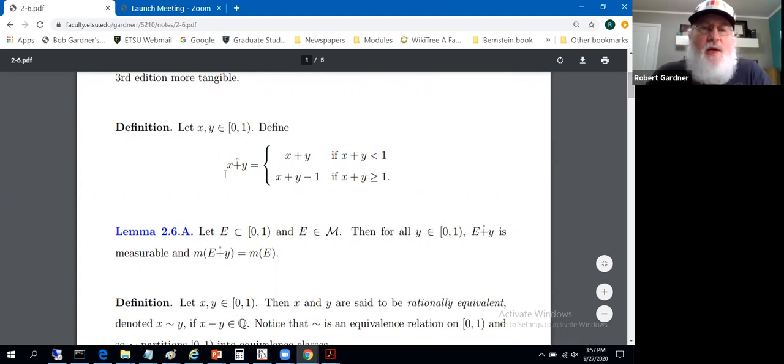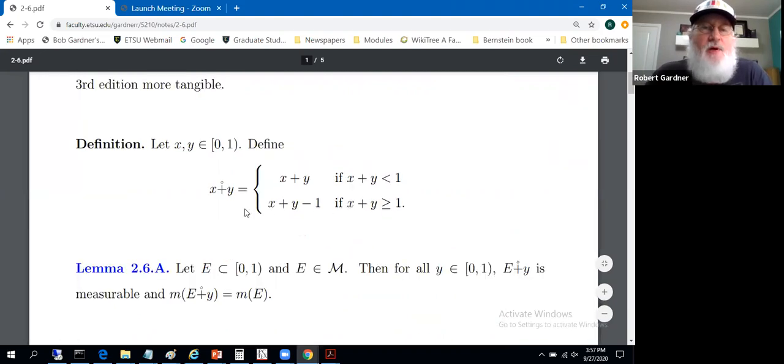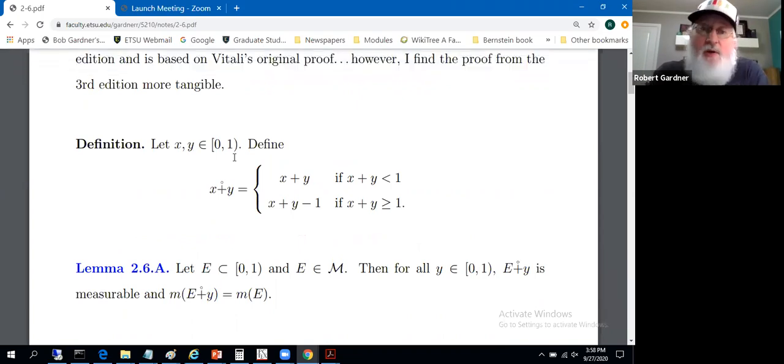Okay, we're going to define, I'm going to read this as circle plus. For x and y in the interval from 0 to 1, including 0, excluding 1, define x circle plus y simply as x plus y, if x plus y is less than 1, and x plus y minus 1, if x plus y is greater than or equal to 1. You might think of this sort of like mod 1 arithmetic.